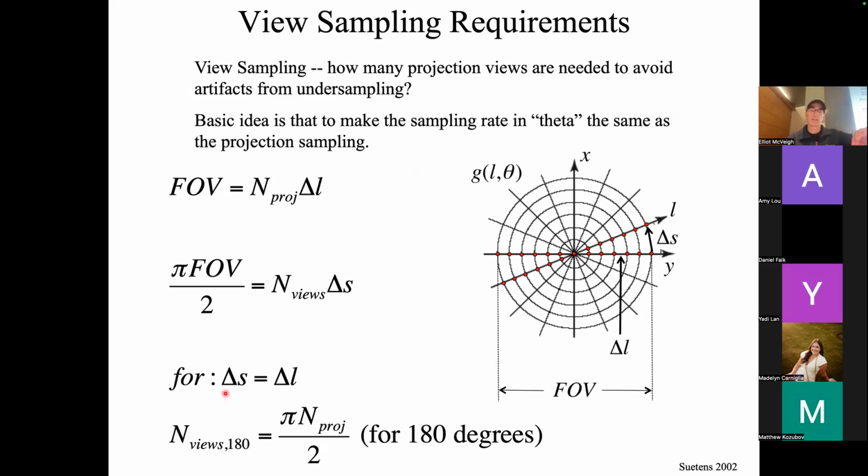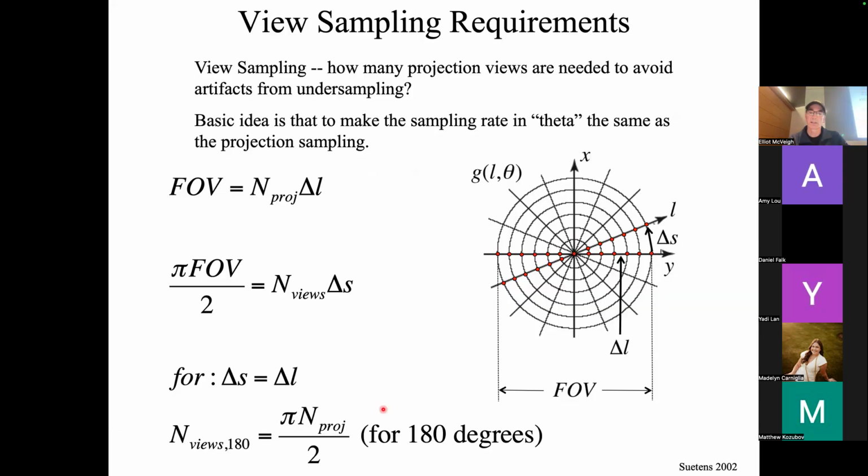Let's set delta S equal to delta L. I'm just going to find the place where delta S equals delta L and find out what field of view that is. And it says n views is pi over 2 times the number of projections, to give me that relationship where delta S and delta L are equal. That's the number of views that I must take to make that relationship work. And so that is the Nyquist criterion for sampling in theta.